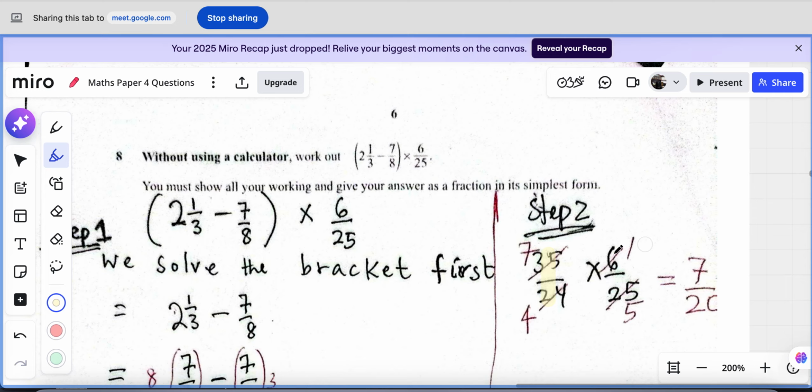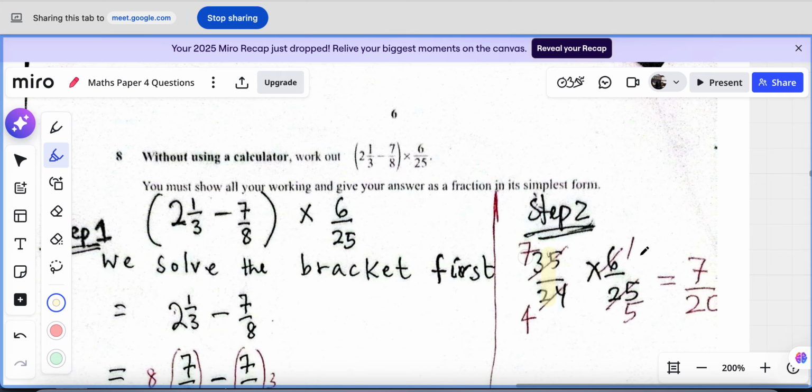Now, for this one, 6 and 24: 6 divided by 6, you get 1. 24 divided by 6, you get 4. So you must use the same number to divide up and down. Remember here I divided 35 and 25, both top and bottom, with 5. This one, I divided both top and bottom with 6. I use the highest common factor, HCF, to divide both.